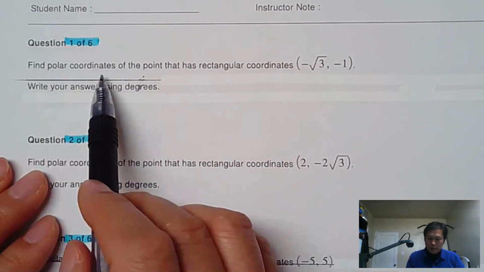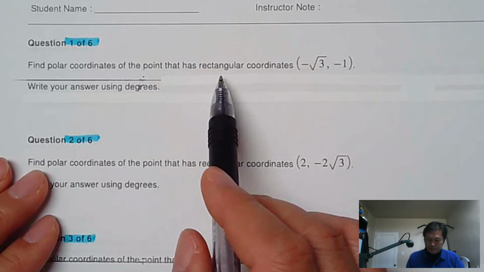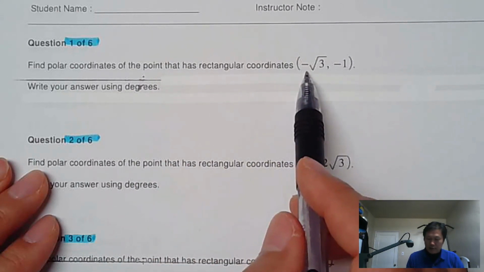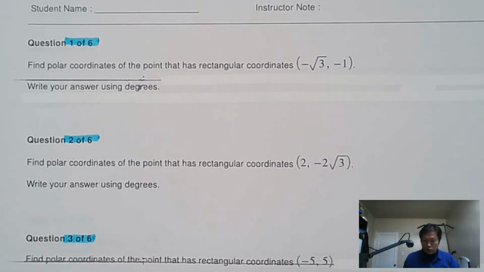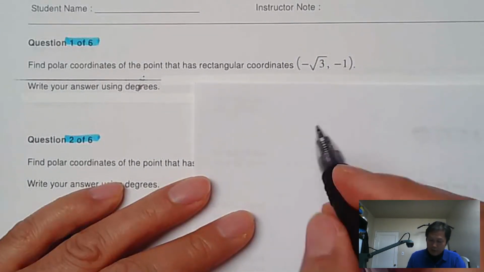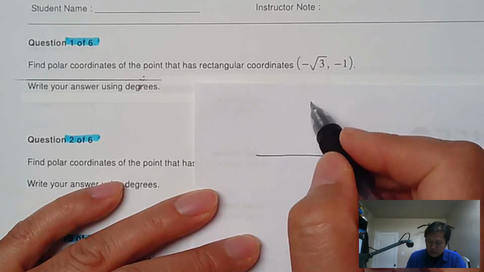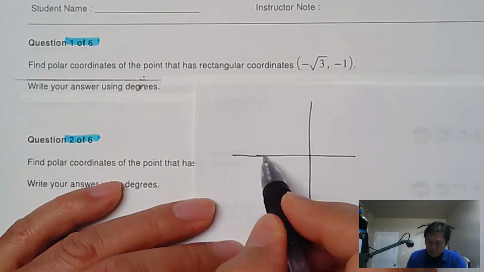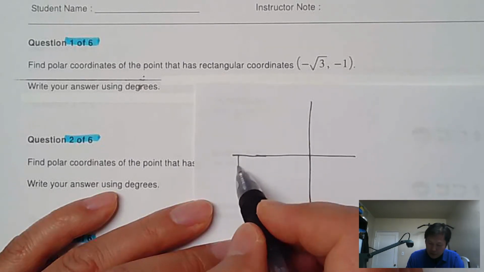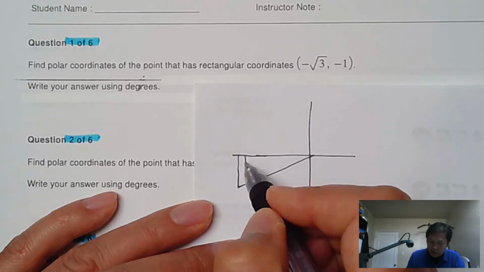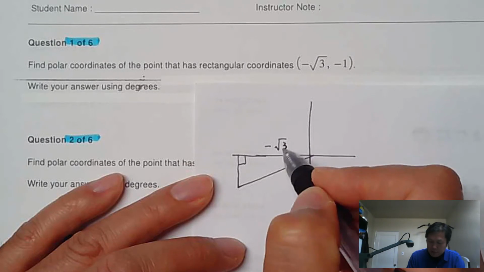So find the polar coordinates of the point that has rectangular coordinates of minus square root 3, comma, minus 1. First thing you need to do, plot it. So minus square root 3, you've got to go left. Minus 1, you've got to go down. So your triangle should look something like this. Minus square root 3, minus 1.